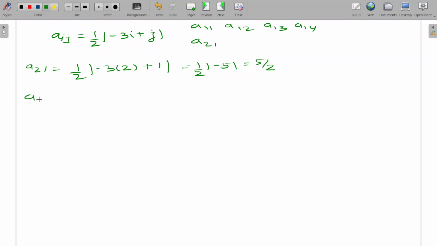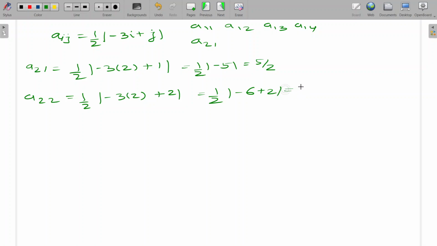Now A22 is half of the mod of minus 3 into i is 2 plus j is 2. So it is equal to half of minus 6 plus 2. Minus 6 plus 2 is minus 4.